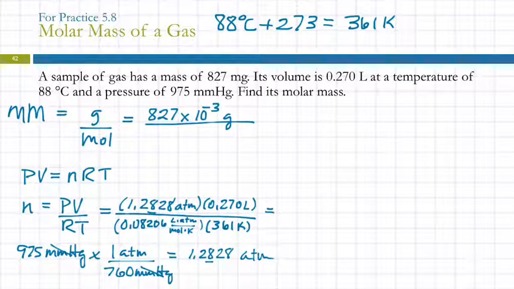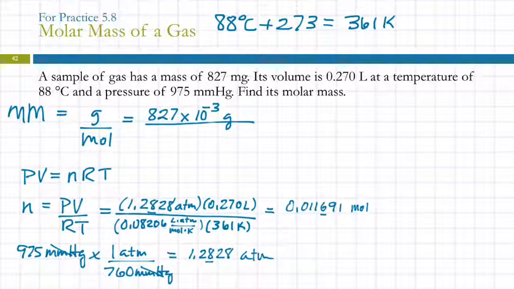So make sure that you get the same answer here. 1.2828 times 0.27 divided by 0.08206 divided by 361. 0.011691 moles. If you got a really big number, it's because you miscommunicated with your calculator, and instead of dividing by 361, you multiplied by 361, which makes you off by a lot. So that's the number of moles.